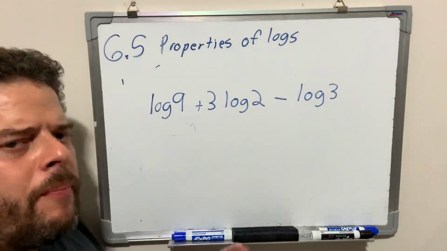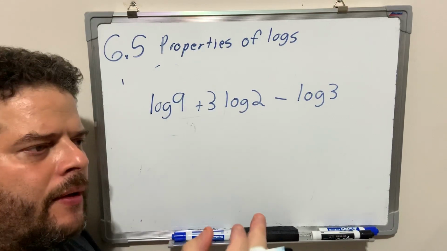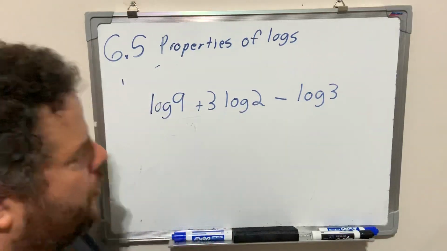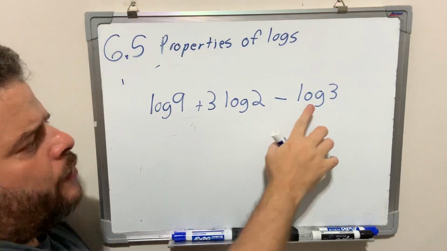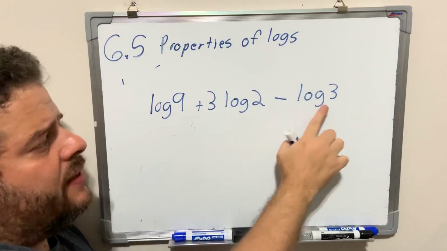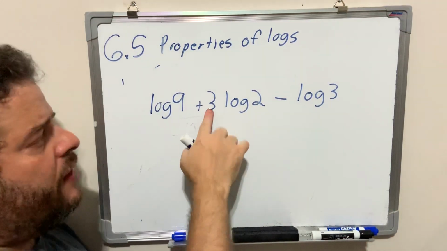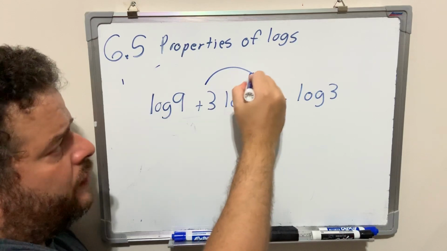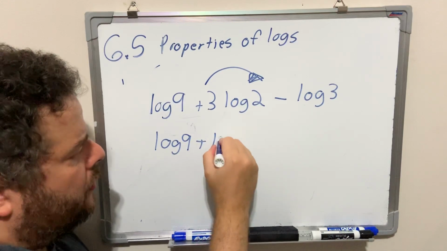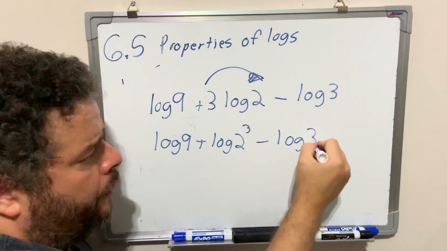Now, here we're going to work backwards. So we're going to try to turn everything into an exponent first, then put together my multiplications, and then form the division. So for example, remember, when they don't give you a base, that's called a common log, which has a base 10. Never forget that. So they all have the same base. Perfect. So let's work with this 3 first. This 3 turns into a power. So I would end up with log 9 plus log 2 to the 3rd power minus log 3.